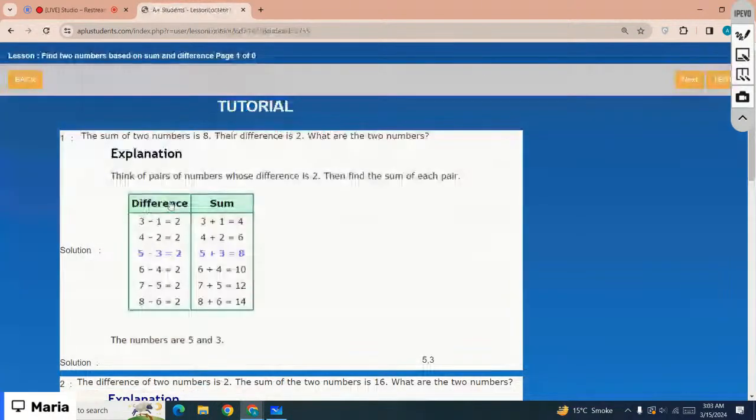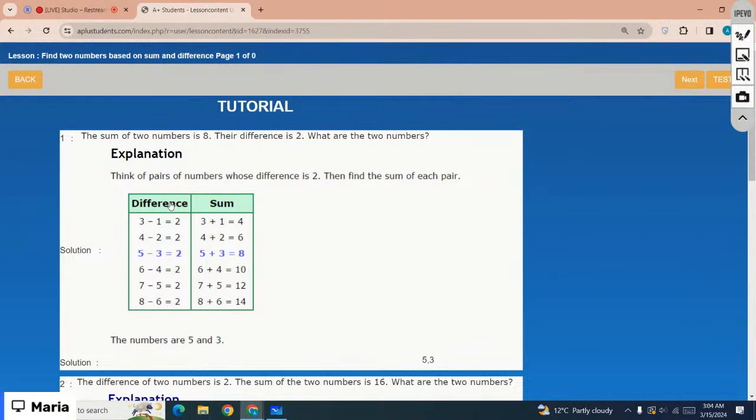So the first example is the sum of two numbers is 8. Their difference is 2. What are the two numbers? So basically, you have to find two numbers. The sum of the two numbers is 8 and the difference is 2. That means when you add the numbers, their sum is 8 and when you subtract them, the answer is 2. You have to find the numbers, right? So think of the pairs of numbers whose difference is 2, then find the sum of each pair. Yes, very good. They are 5 and 3.